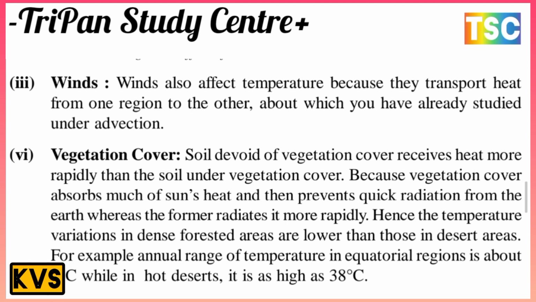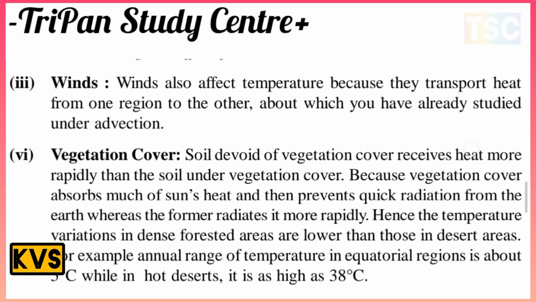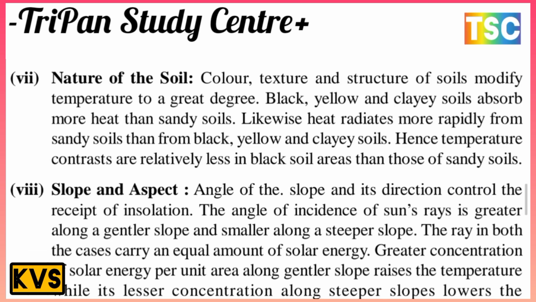The vegetation cover is the most important. You know that a desert area has no plants and very low density. The temperature variation in a dense forest area is lower than in a desert area. For example, the annual range of temperature in the equatorial region is about 5 Celsius, while in hot deserts it is as high as 38 Celsius.